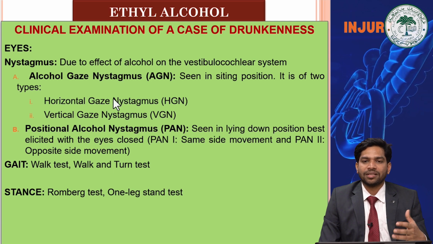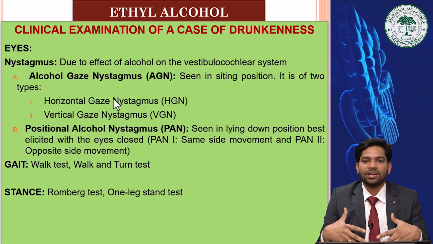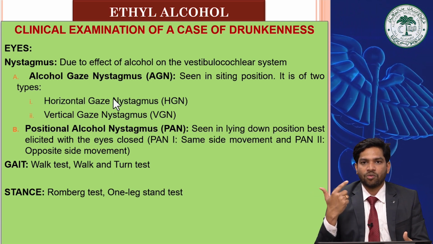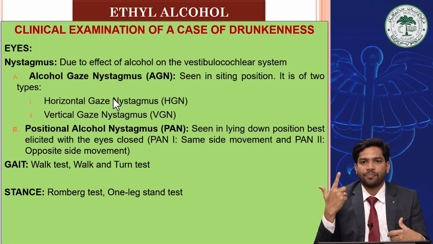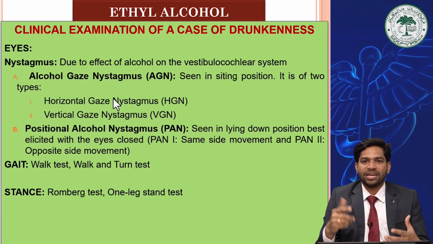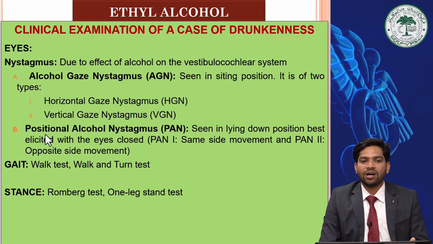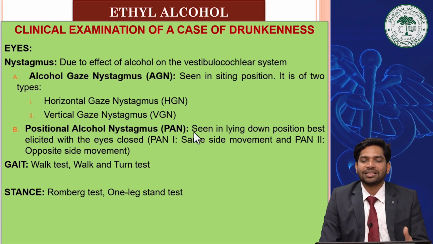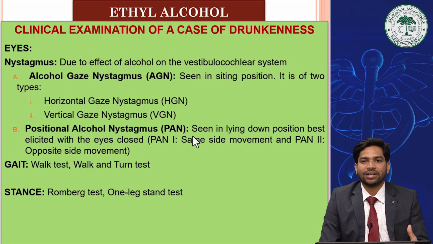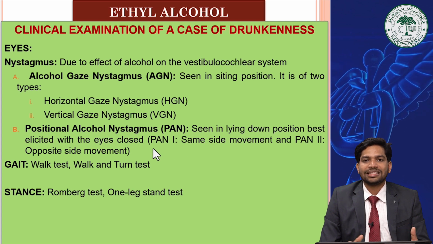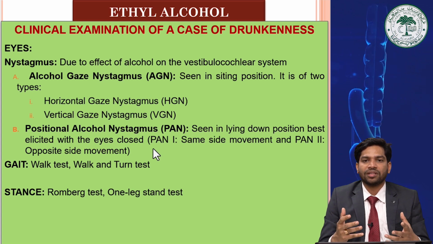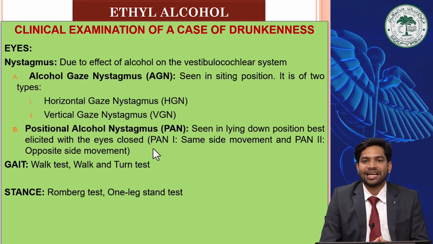For alcohol gaze nystagmus, you ask the patient to sit down, and you check the movement to the right and left and up and down. Then it is indicative of horizontal and vertical gaze nystagmus. If it is there, then you check for positional alcohol nystagmus, that is PAN 1 and PAN 2. It is of two types. These types are often indicative of the amount of alcohol that the patient has ingested.